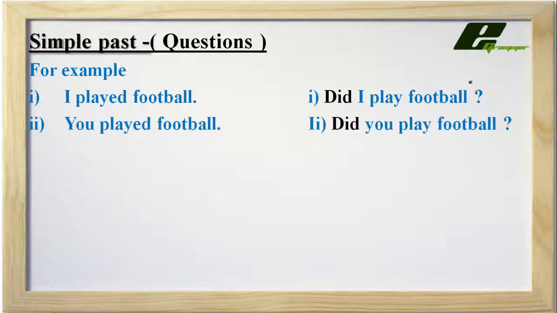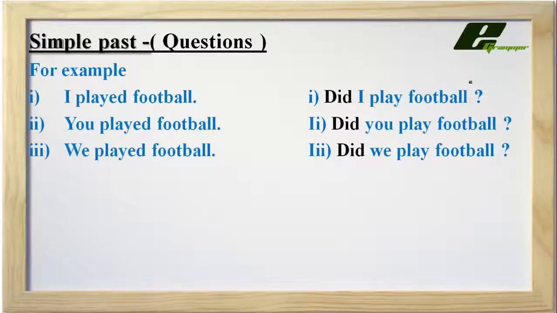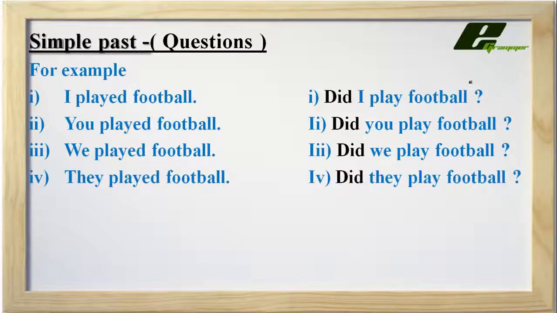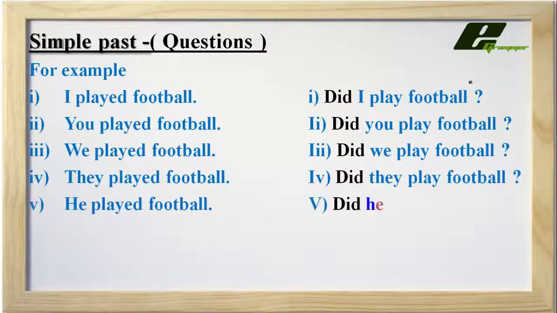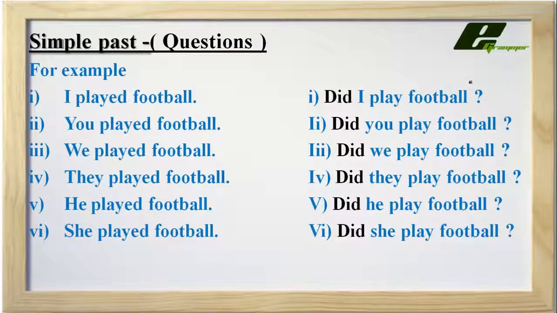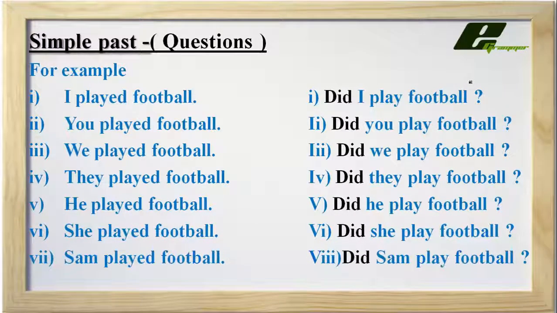See another example for this. You played football. Did you play football? We played football. Did we play football? They played football. Did they play football? He played football. Did he play football? She played football. Did she play football? Sam played football. Did Sam play football? Understood? When we use did at the beginning of the sentence and its verb becomes the base form of the verb, that sentence becomes a question only in simple past tense. Understood?